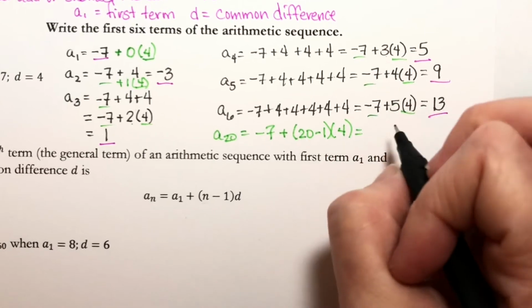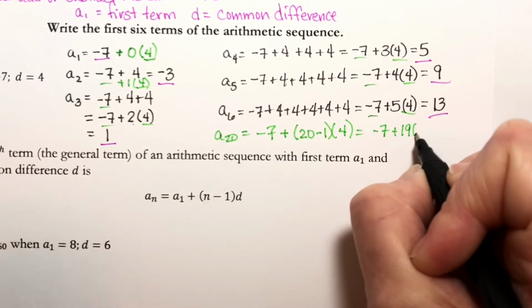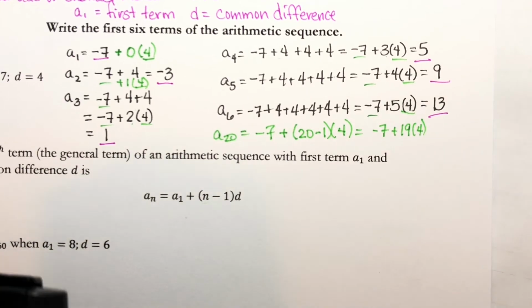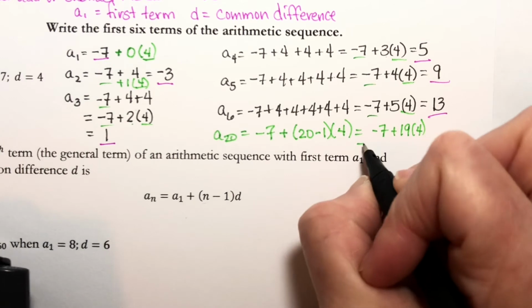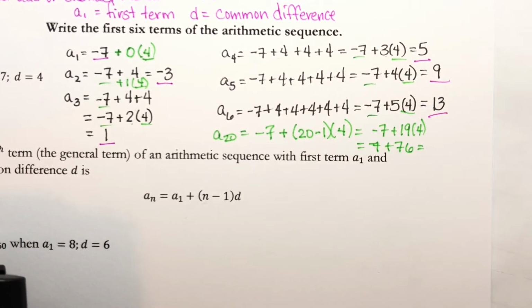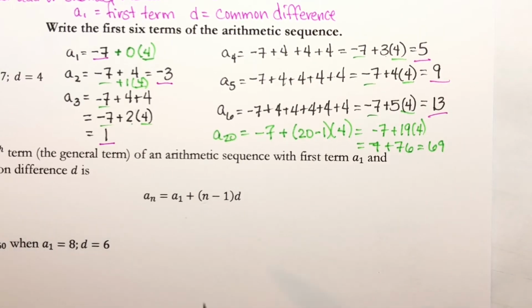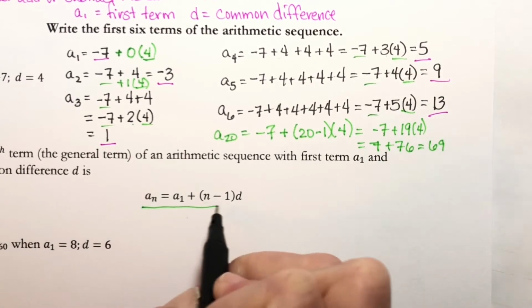Okay, so this would be negative 7 plus 19 times 4, which I do not have memorized. So this would be negative 7 plus 76. So this answer would be 69. Okay? The general formula comes from this.